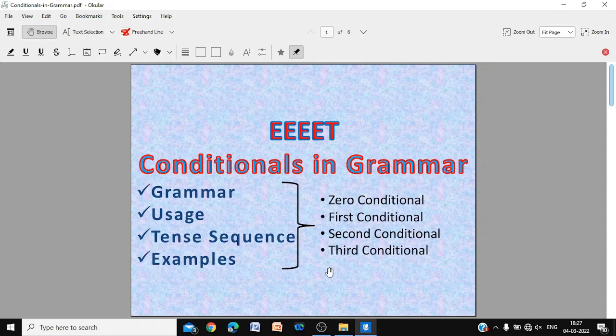Conditionals in grammar. Conditionals in English grammar: zero, first, second and third conditionals. We will discuss the grammar part, the usage, the sequence of tenses, and example or sample sentences to illustrate. So here we are going with conditionals in English grammar.